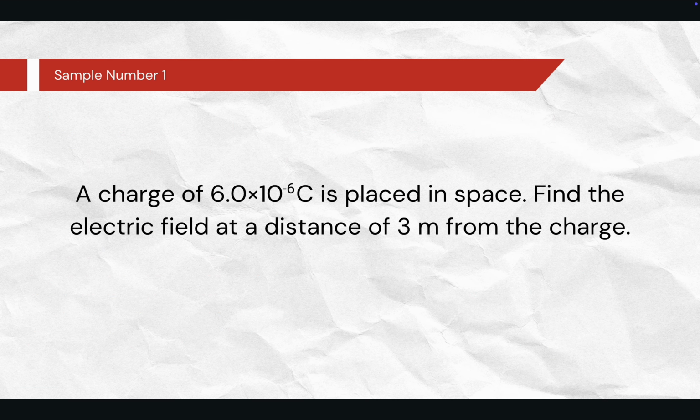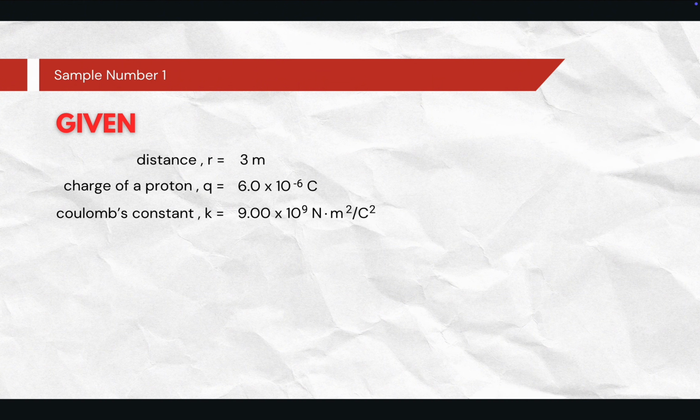Sample number 1: a charge of 6.0 times 10 raised to negative 6 coulomb is placed in space. Find the electric field at a distance of 3 meters from the charge. So, given ulit: given distance is 3 meters, charge is 6.0 times 10 raised to negative 6 coulomb, given yung Coulomb constant na 9.00 times 10 raised to 9. Yung unknown is to find the electric field.